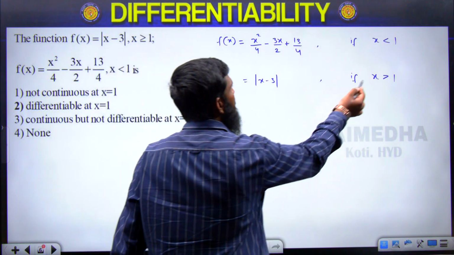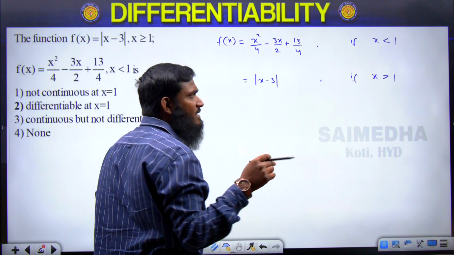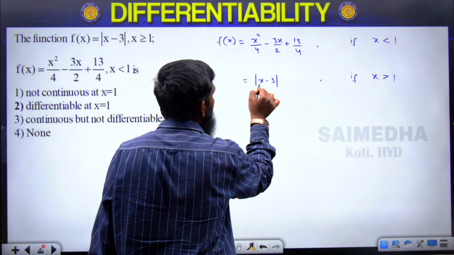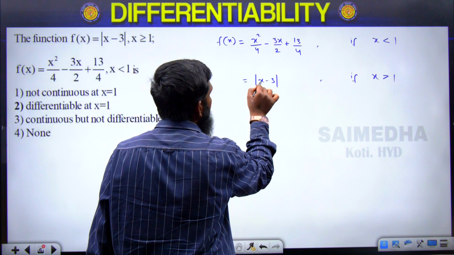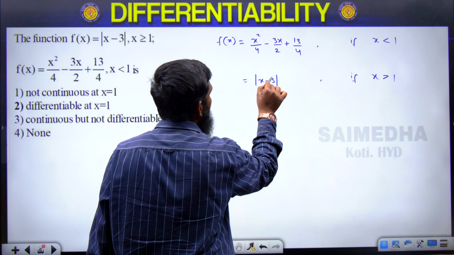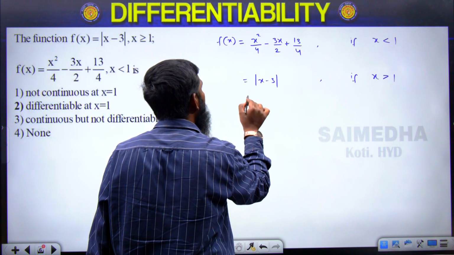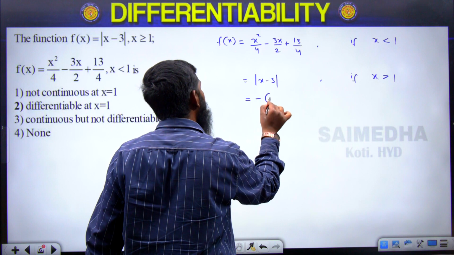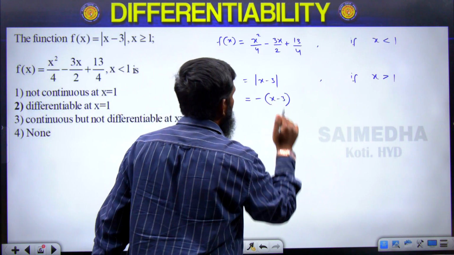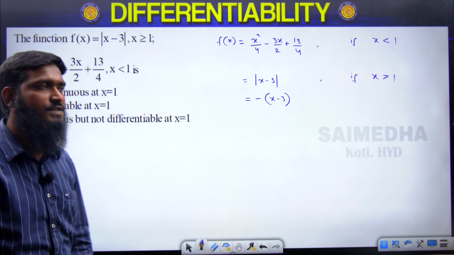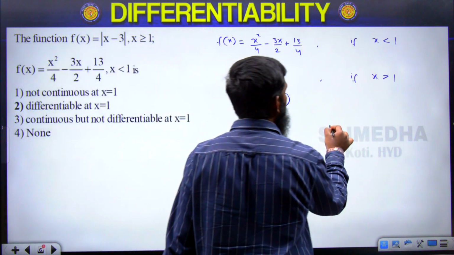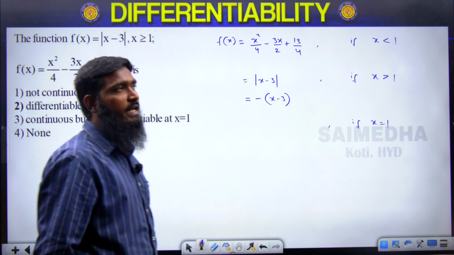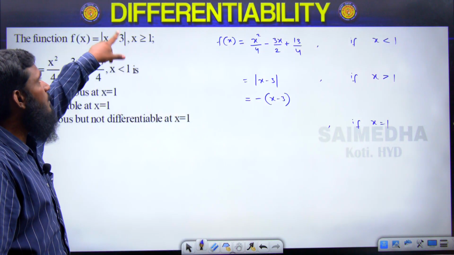Now let us see this part. As x is greater than 1, let us take some value over here, say 1.1. If you take 1.1 minus 3, we get a negative number over here. If we get a negative number, then we have to write this part as minus of x minus 3. Okay. Now the next condition is, if x is equal to 1. X equal to 1 means again this part only we have to take.